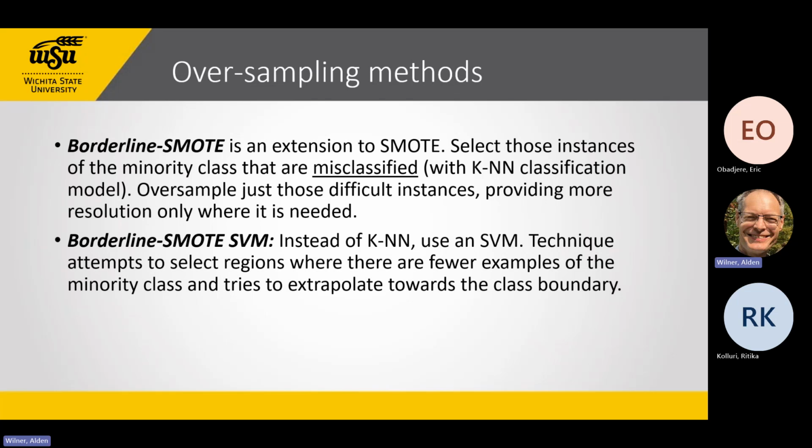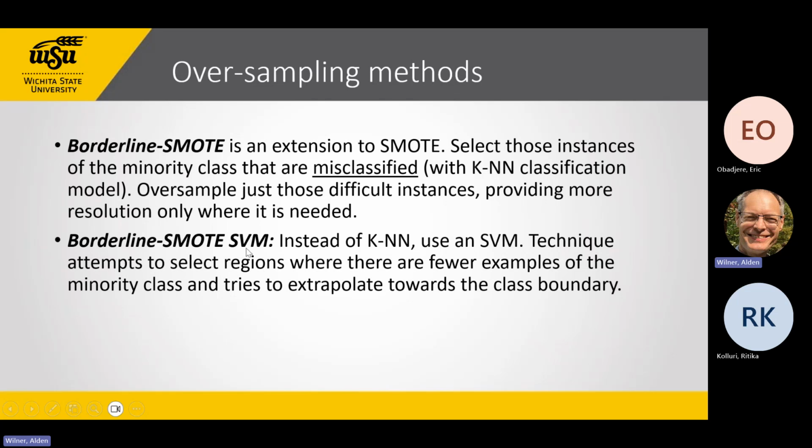You can do borderline SMOTE, where you basically look in the minority class and find things that have been misclassified. And we use the k nearest neighbors classification model to do this. And then we oversample just at those instances. So basically what we're doing is we're putting more minority points where things are accidentally labeled as part of the majority, right? So we're not putting points in at random amongst all the minority cases. We're putting them only where we need more information, right?